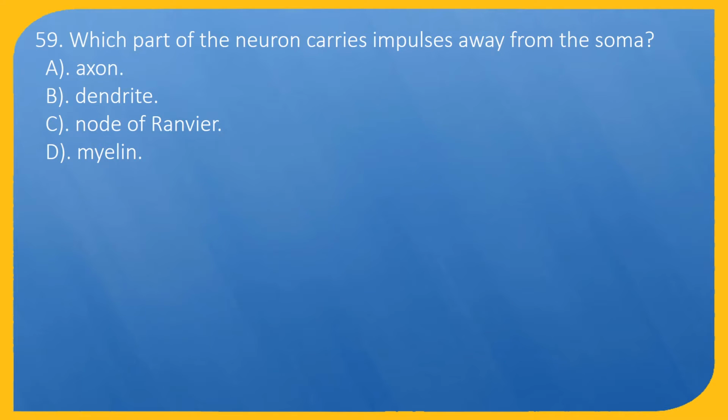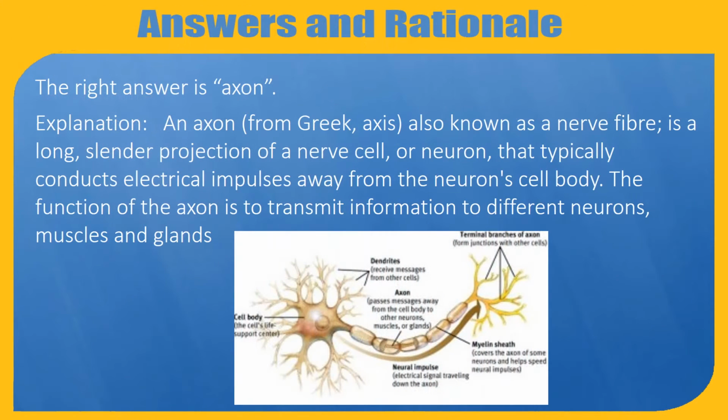Question 59. Which part of the neuron carries impulses away from the soma? A. Axon. B. Dendrite. C. Node of Ranvier. D. Myelin. The right answer is axon. Explanation: an axon, from Greek axis, also known as a nerve fiber, is a long, slender projection of a nerve cell, or neuron, that typically conducts electrical impulses away from the neuron's cell body.